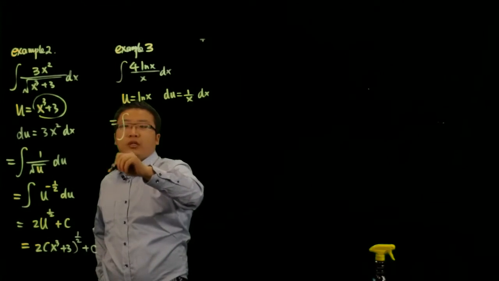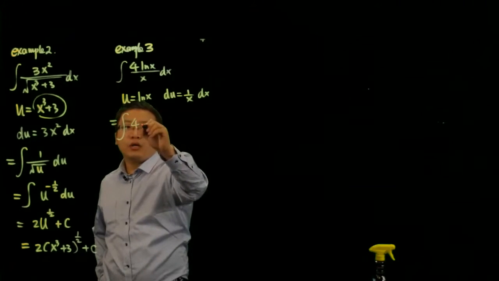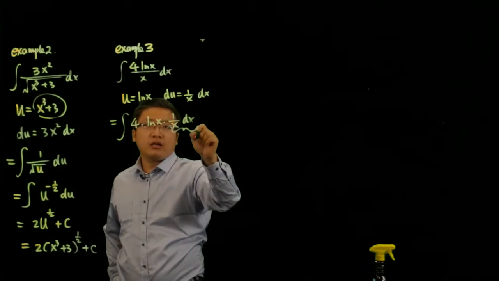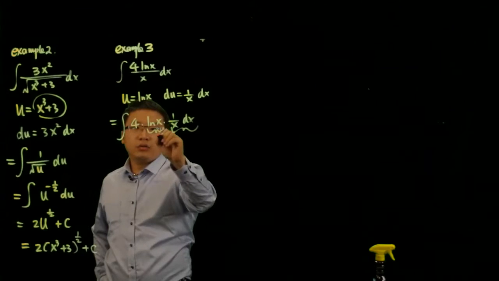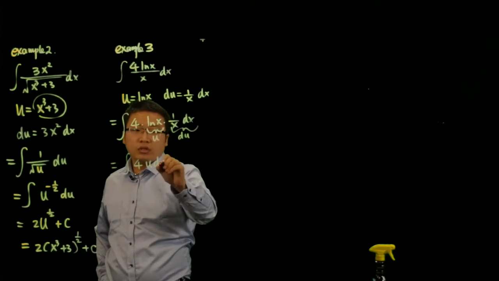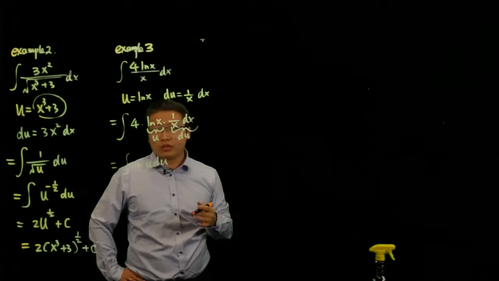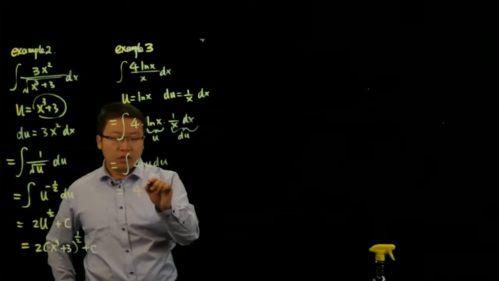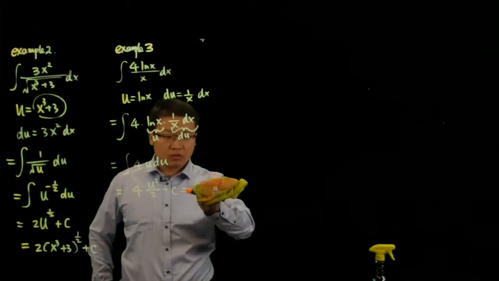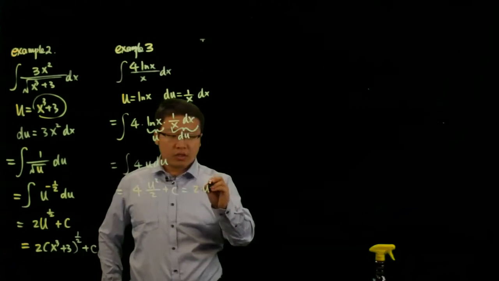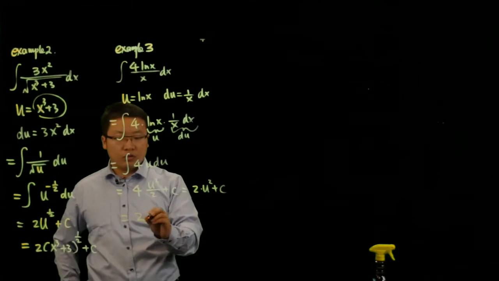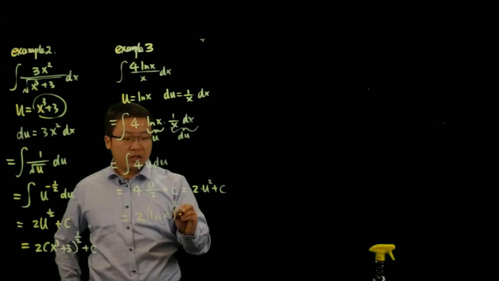Therefore, my original question, I can rewrite it such that it is 4 times natural log of x times 1 over x dx. Now, this together is the u, and this is the du. Therefore, the question changed into the integral of 4u du, and this is something you are possibly able to do fairly quickly. This will be 4u squared over 2 plus c, or just 2 times u squared plus c. Again, plug back in the u you're having, which is 2 times natural log of x, whole thing squared, plus c.